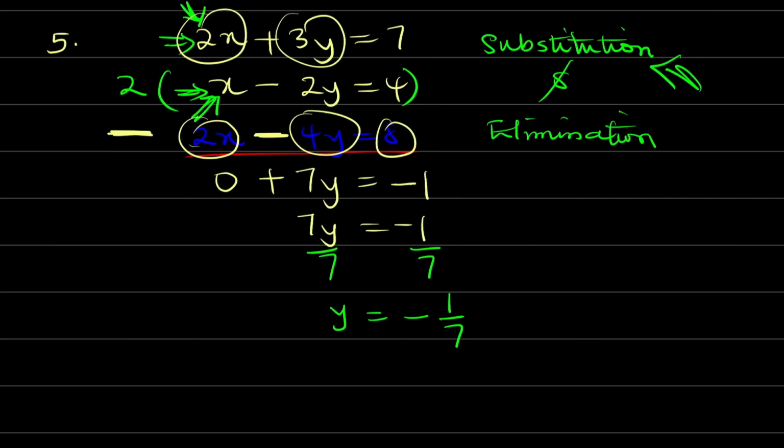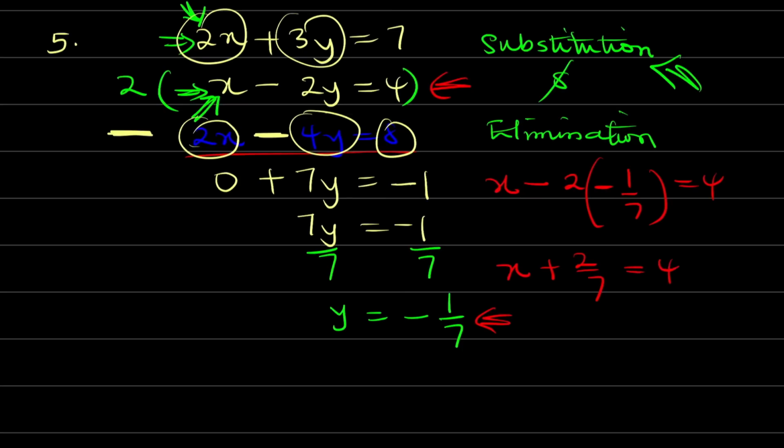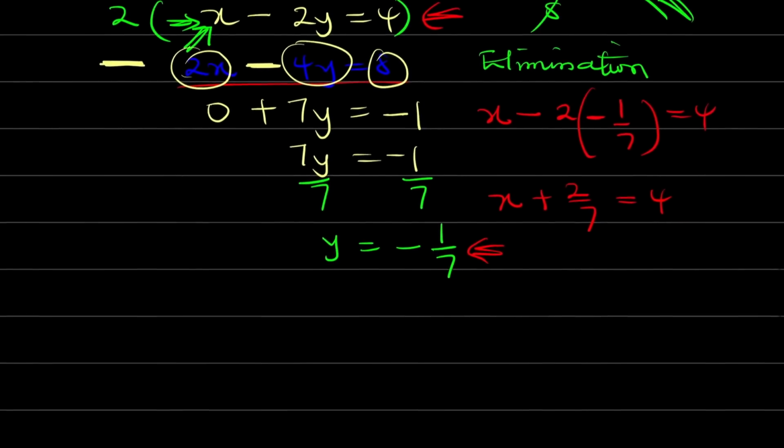We can now use substitution to solve for x. So in either of the first two equations, we can put this new value that we just got to get the corresponding value of x. I'm going to use this equation here. So I have x minus 2 times y, which is minus 1 over 7, is equal to 4. So this is x plus 2 over 7 is equal to 4.